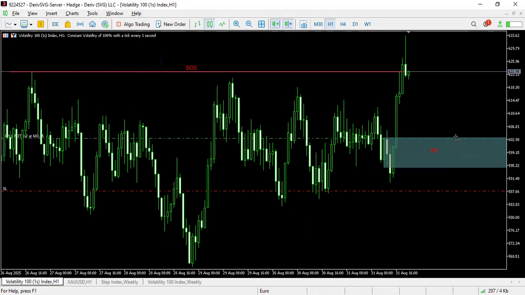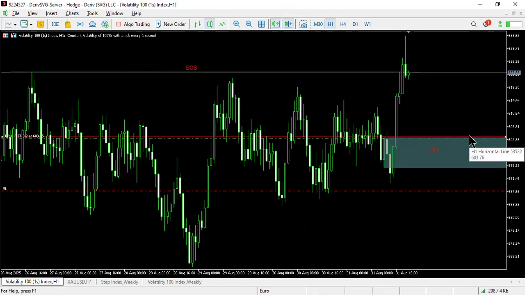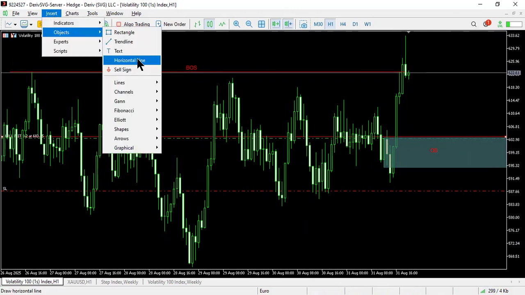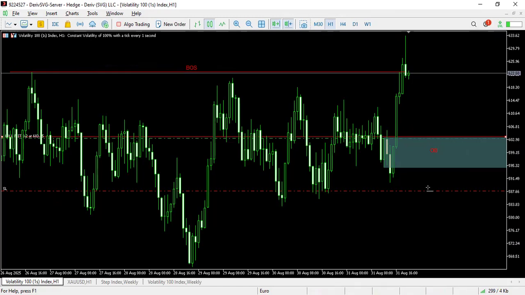So we're expecting price to come back to that order block. And then our entry price will be 603.76. And then our stop loss just slightly above the last rejection, our stop loss is 588.